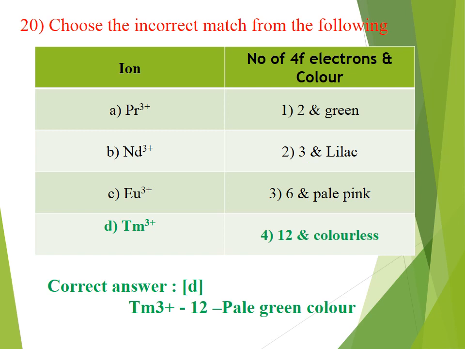20. Choose the incorrect match from the following. Here option A, option B, option C are correct matches. In option D, Dy3 plus consists of 12 electrons, but it is pale green in color. Therefore, the correct answer is D: Dy3 plus consists of 12 electrons and it is pale green in color.